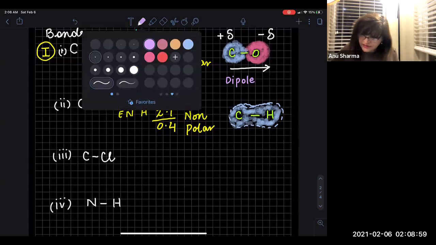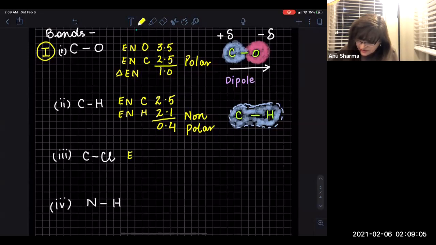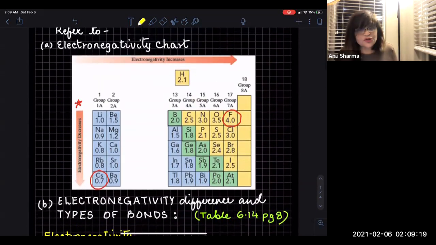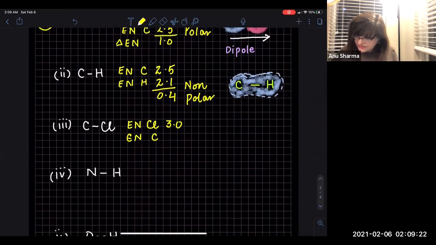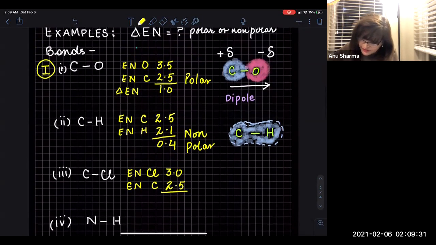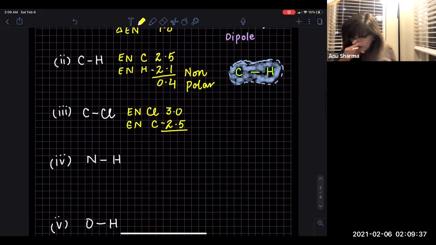Let's look now at another example, carbon and chlorine. What kind of bond is that? Here we have the electronegativity of chlorine, which is more electronegative, on top, and the electronegativity of carbon on the bottom. Chlorine is 3.0. Where did I get this number? Again from this chart, 3.0. And carbon is 2.5. You're subtracting, the difference means subtraction. So 3.0 minus 2.5 is 0.5.